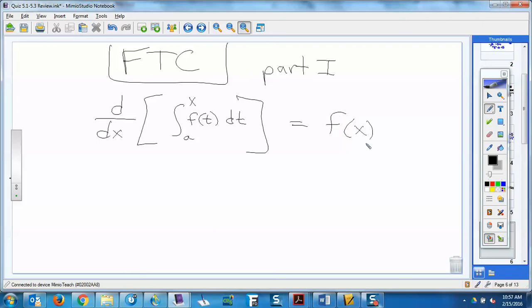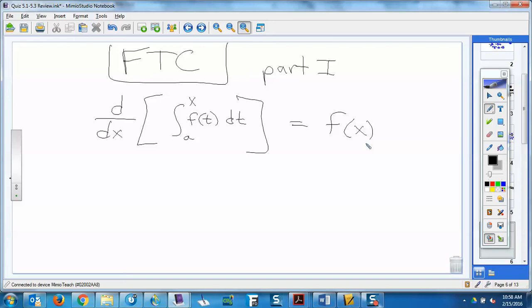Little f of x, right? Because what's this thing inside here? The antiderivative, right? This is just the antiderivative. So if you do the derivative of the antiderivative, they just cancel each other out, right? And the t is not a t anymore, but it's an x, right? But we had to put a t in there because we were using the x up there. So that's all that's saying.